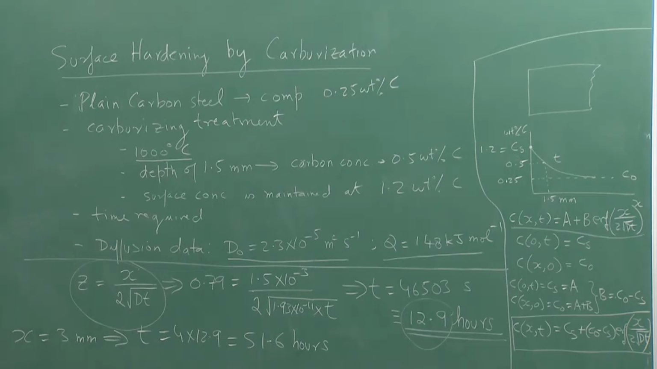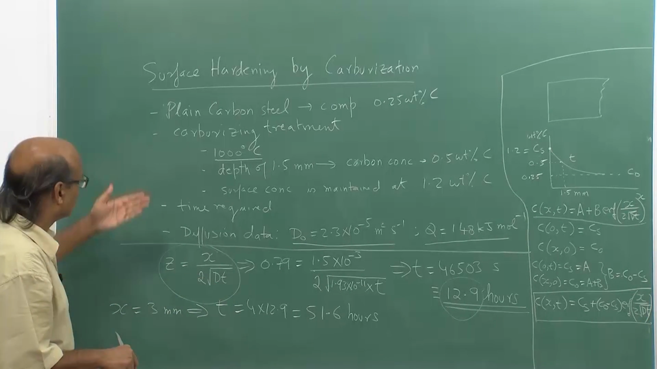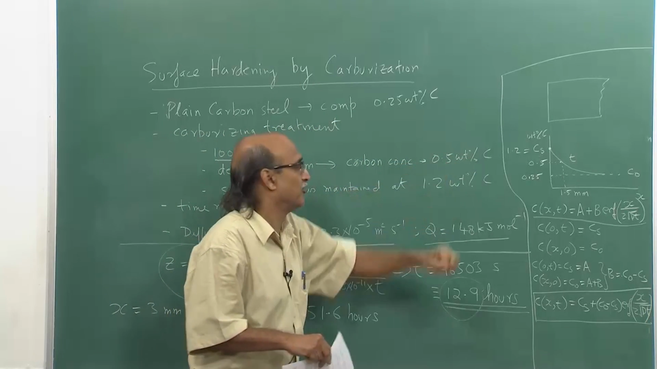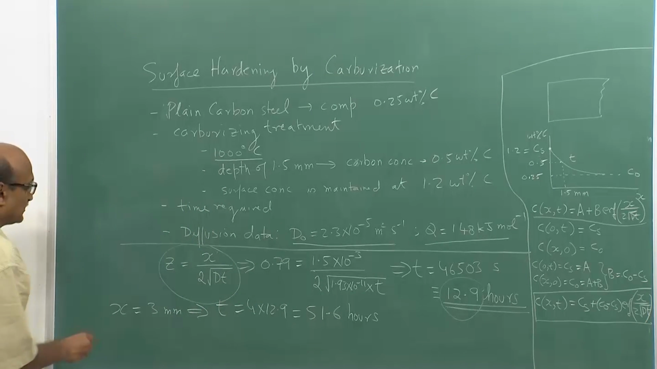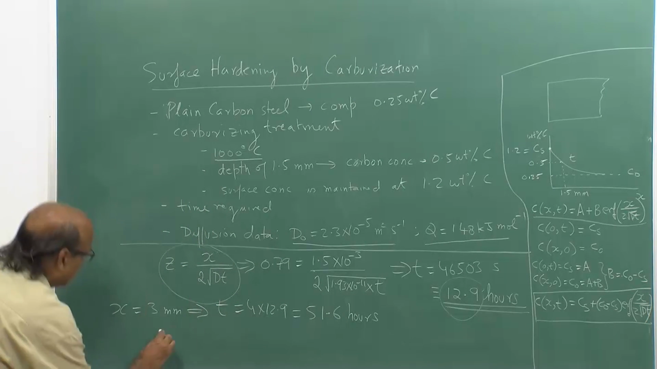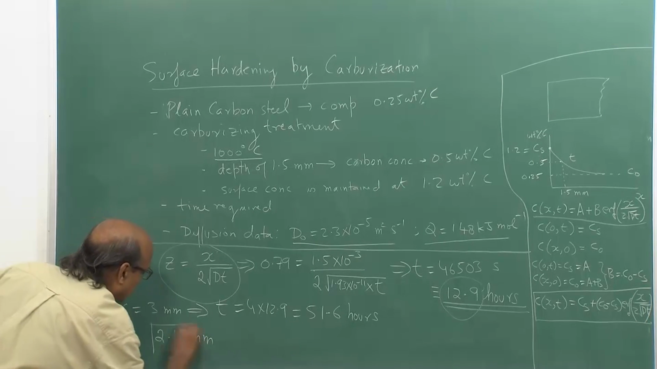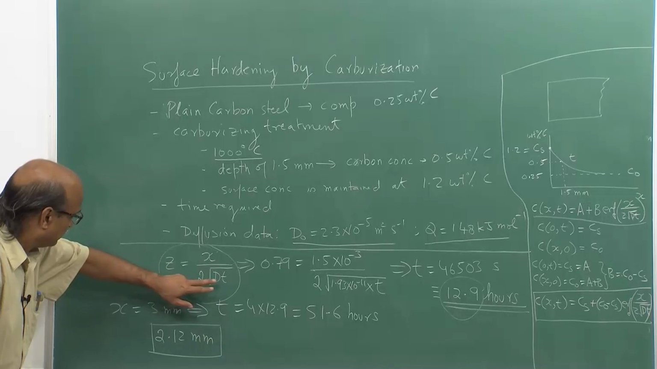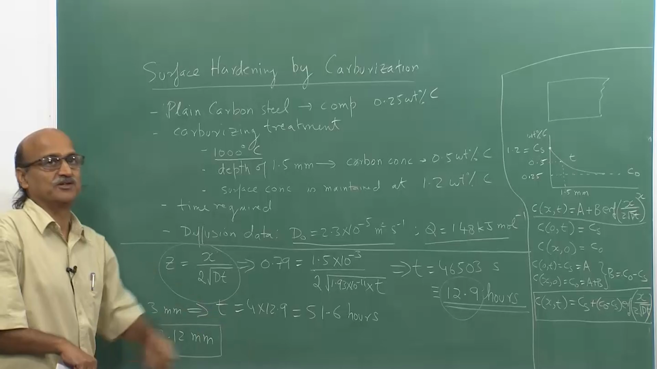Similarly, I leave it to you: if I double the time, then at what distance x will I get a carbon concentration of 0.58%? I will give you the answer to this. The answer is 2.12 millimeters, and you can work it out just the way we had worked this out, by seeing what happens to x if I double the time, for the same z value of 0.79.